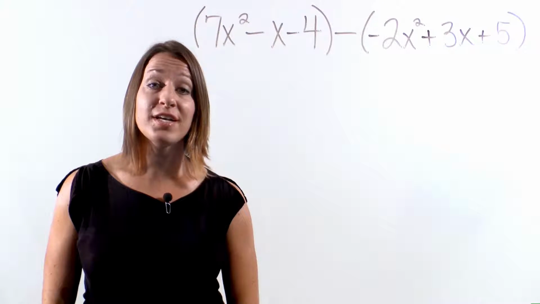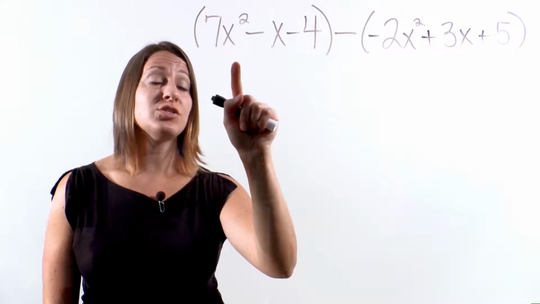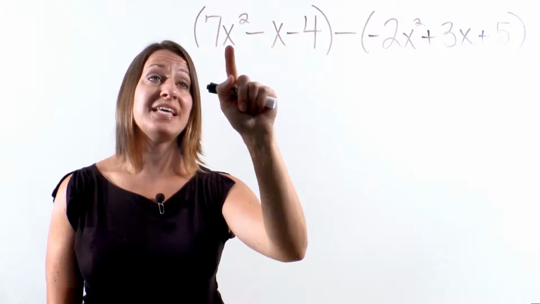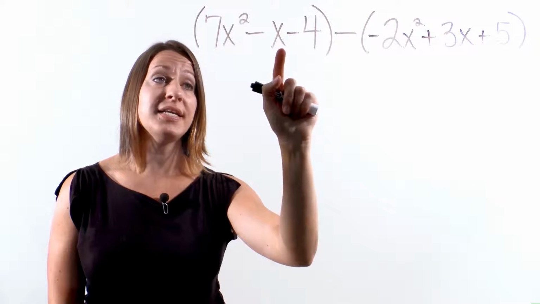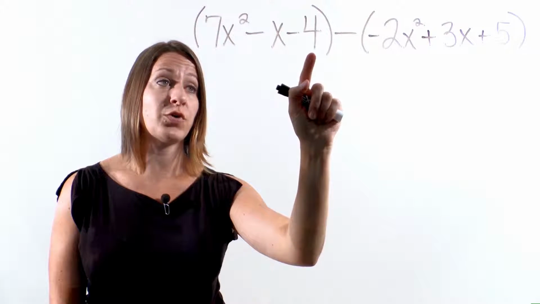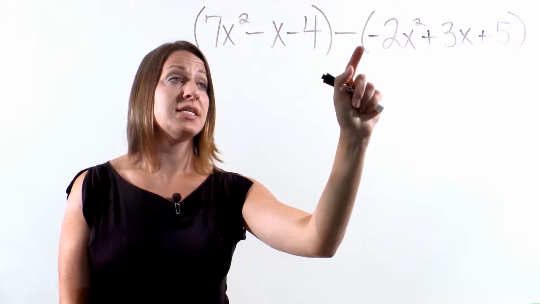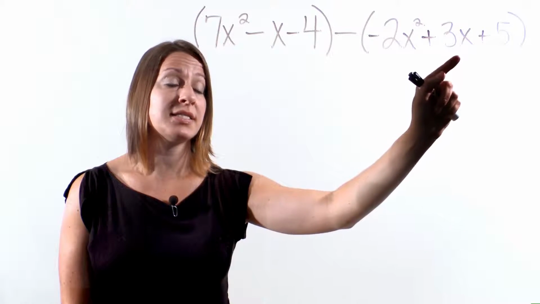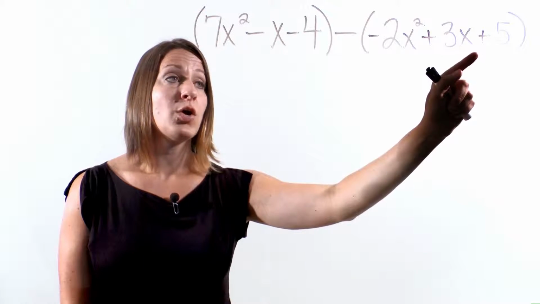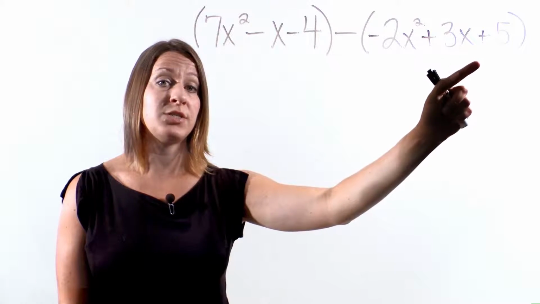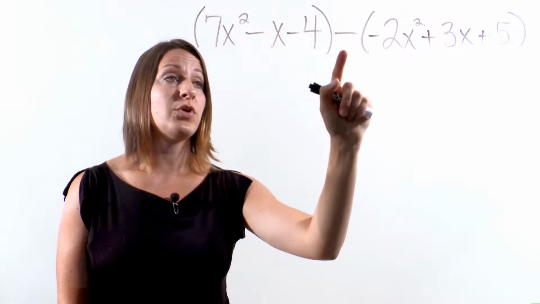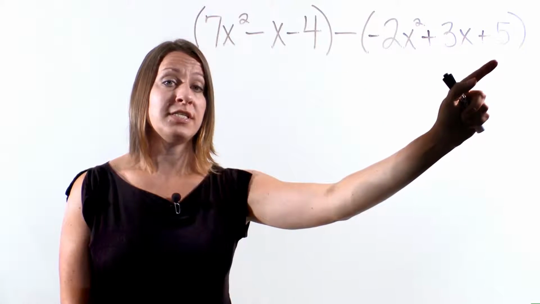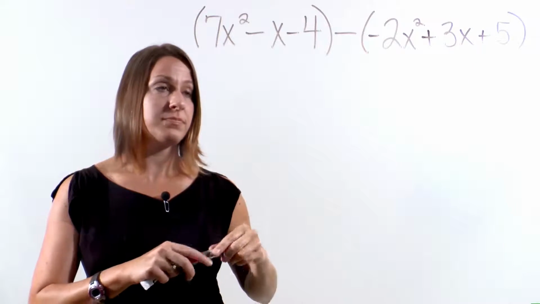Okay, let's look at our next problem. This is a trinomial subtracting another trinomial. We have 7x squared minus x minus 4 subtract negative 2x squared plus 3x plus 5. We're going to go through the same process as we did in the previous example. We are going to add the opposite of this second trinomial.